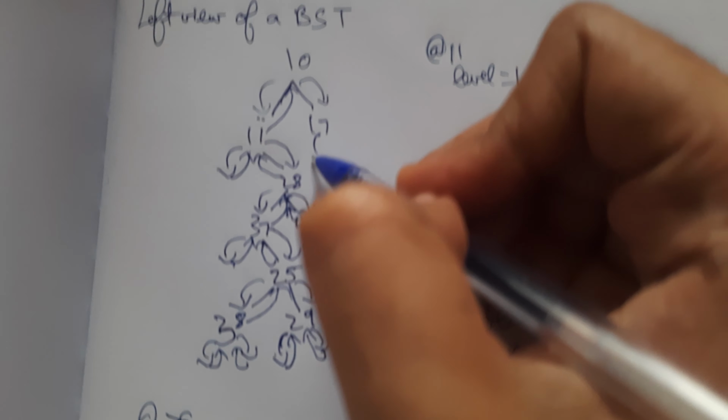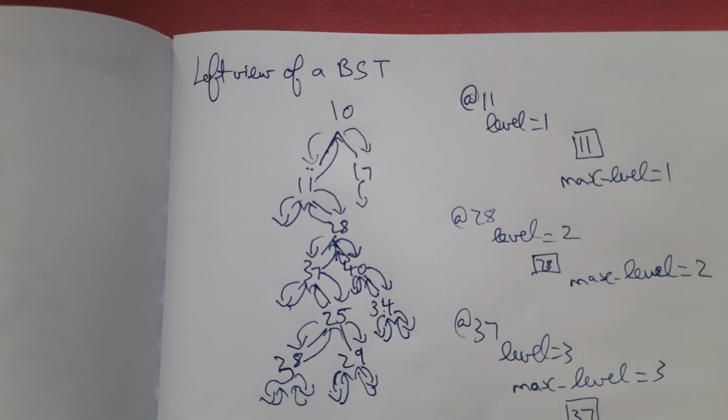At 17, we go to the left subtree of 17. We check if the max level value is less than the current level value. Since it's greater than the current level value, we conclude that there has already been a node present at level 1 even before node 17. That node is nothing but node 11. That is what the value of max level represents. We now go to the right subtree of node 17, and that's null. The control now goes back to the parent node of 17, which is node 10.